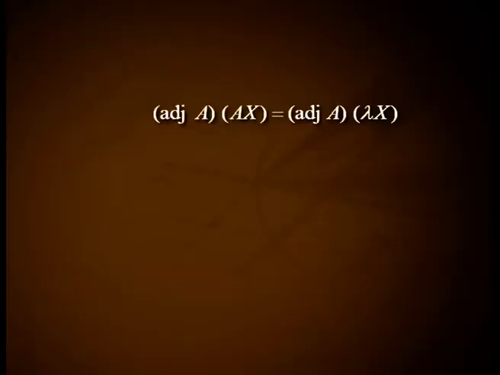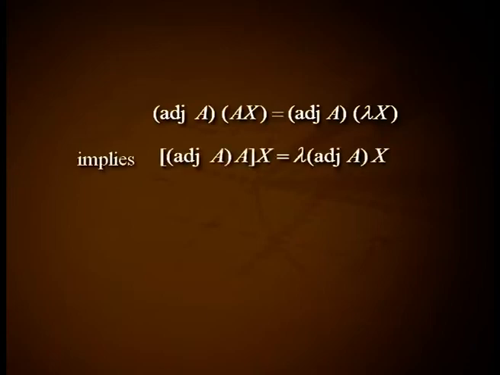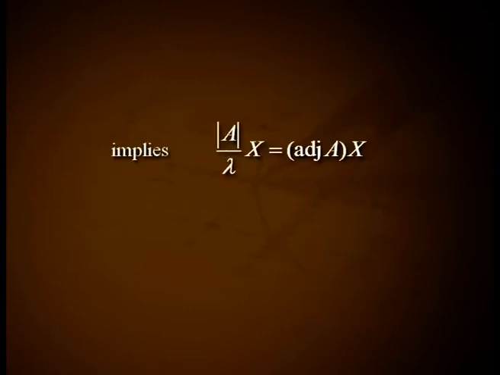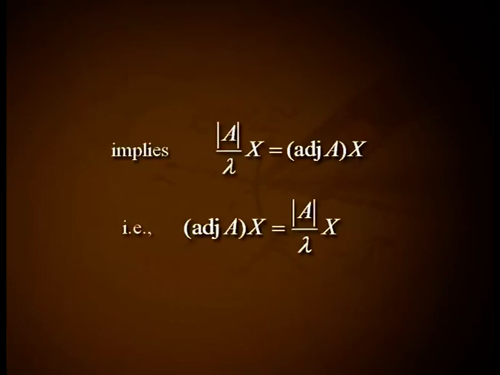Pre-multiplying both sides by adjoint of A, we obtain adjoint of A into A into x equal to adjoint of A into lambda into x, implies adjoint of A into A into x equal to lambda into adjoint of A into x, implies determinant of A into I into x equal to lambda into adjoint of A into x, implies determinant of A into x equal to lambda into adjoint of A into x, implies determinant of A by lambda into x equal to adjoint of A into x. That is, adjoint of A into x equal to determinant of A by lambda into x. Since x is a non-zero vector, the above shows that determinant of A by lambda is a characteristic root of the matrix adjoint of A.